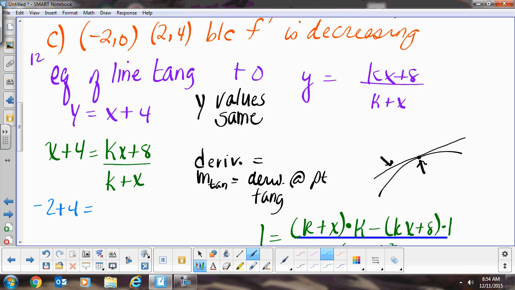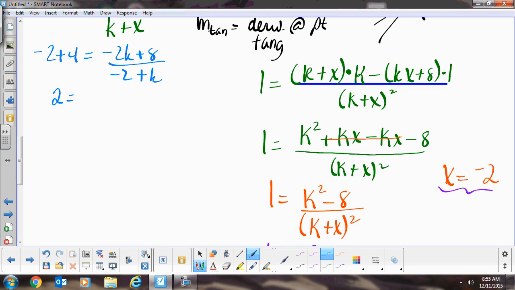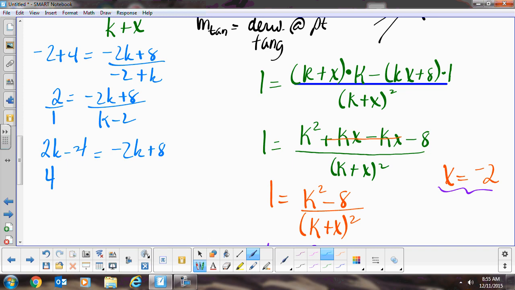Negative 2 plus 4 equals negative 2k plus 8 over negative 2 plus k. Oh my. So this is going to be 2 is equal to negative 2k plus 8 over k minus 2, and we're going to turn that into a proportion, and we're going to get 2k, I distributed as I multiplied, is equal to negative 2k plus 8. I'm going to add 2k to get 4k. I'm going to add 4 to get 12, and I got k to be 3. Thank you, Caleb. I made that a whole lot harder than it needed to be.